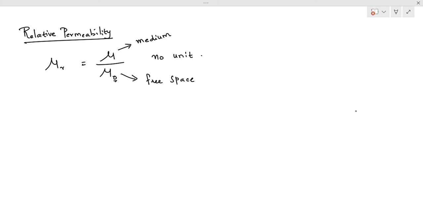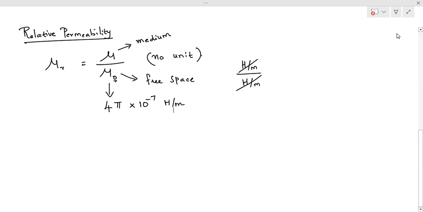Mu and mu naught have the unit of Henry by meter. Therefore, in the numerator and denominator, these two get cancelled off, and that is why the relative permeability has no unit. The value of mu naught, the permeability of free space, is 4 pi into 10 power minus 7 Henry by meter. So, relative permeability can be defined as the ratio between the permeability of the medium to the permeability of free space.